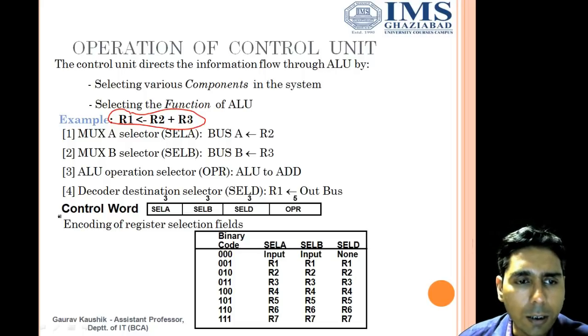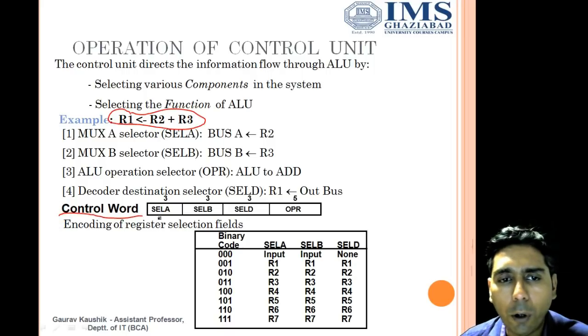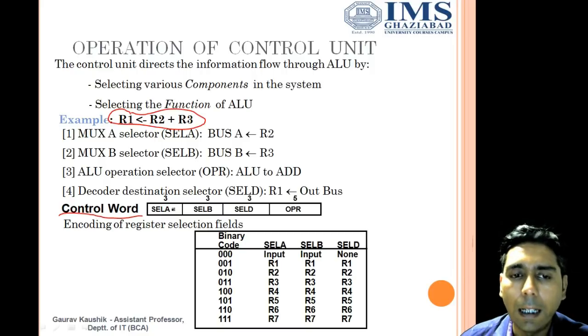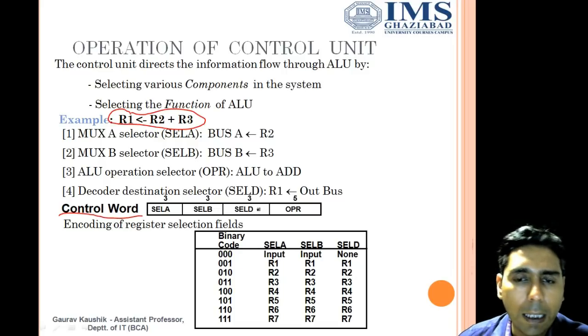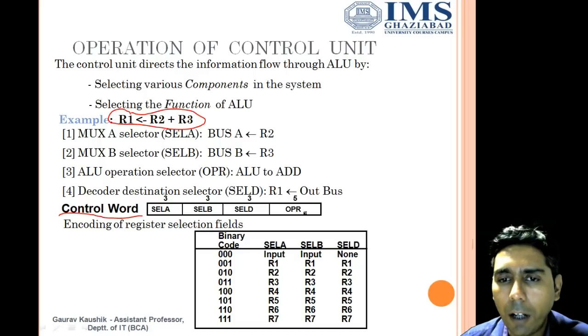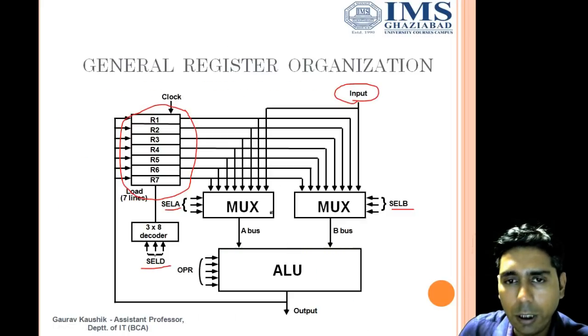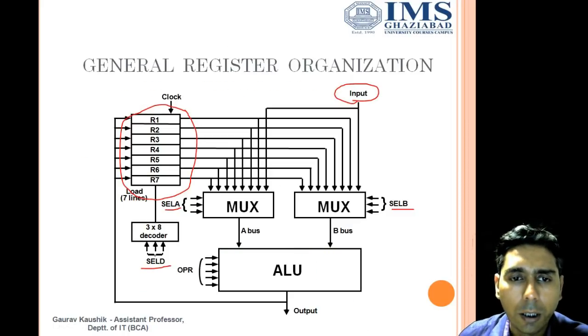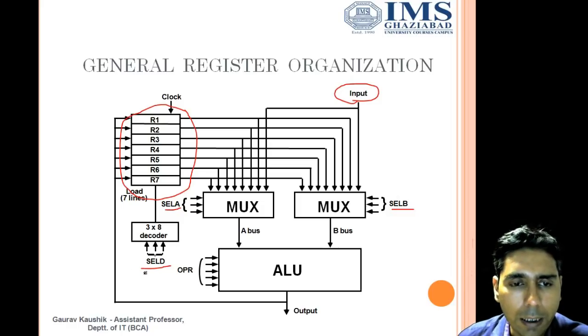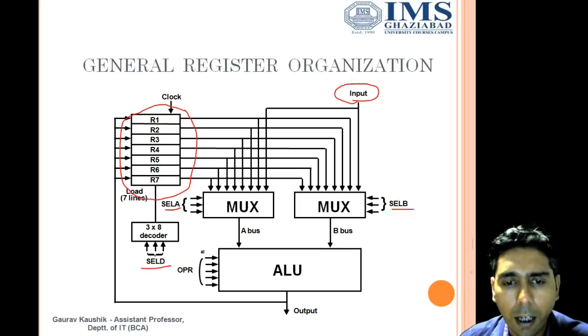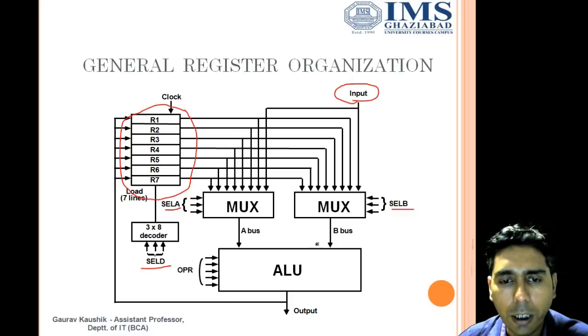You can see there is a control word which is generated by the CU. This is of 14 bits: 3 bits for SELA, that is selection line A, 3 bits for SELB, that is selection line B, 3 bits for SELD, that is selection line D, and 5 bits for OPR. As you can see in the previous diagram, there are 3 selection lines for SELA, 3 for SELB, 3 again for SELD, and 5 operation lines for the ALU.